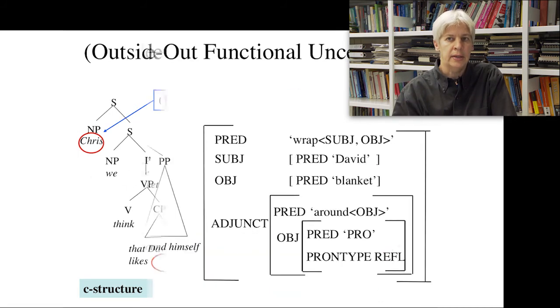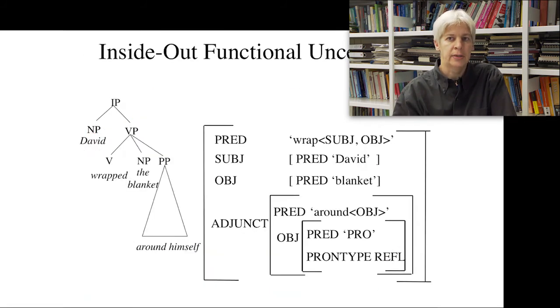Now, in contrast, inside-out functional uncertainty, here's an example for that. David wrapped the blanket around himself. The problem here is that you want to figure out what himself is referring to. This is a reflexive pronoun. You can also do this for pronouns. I've chosen a reflexive pronoun because in English it tends to be subject-oriented. Reflexive pronouns tend to be subject-oriented.